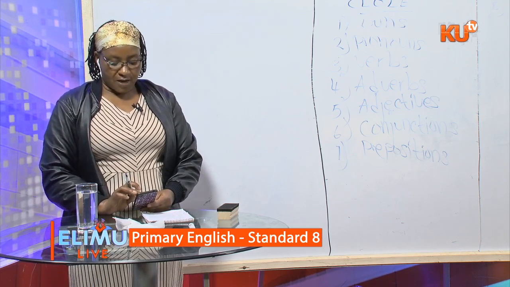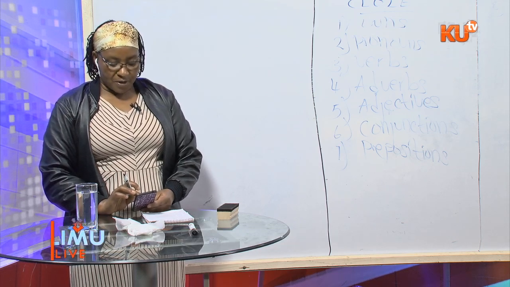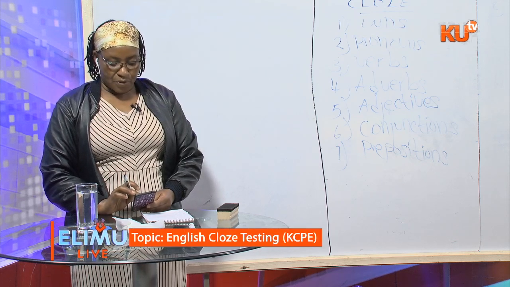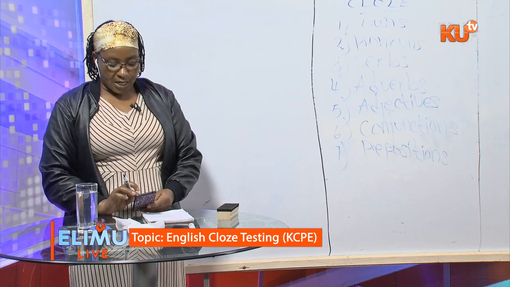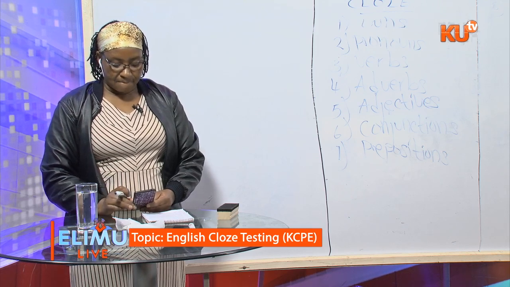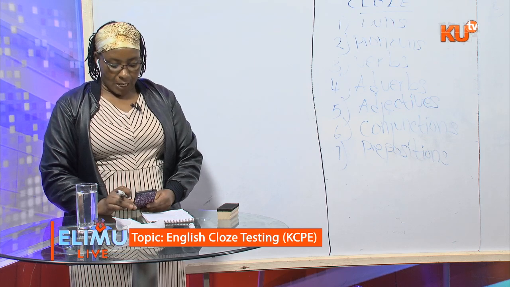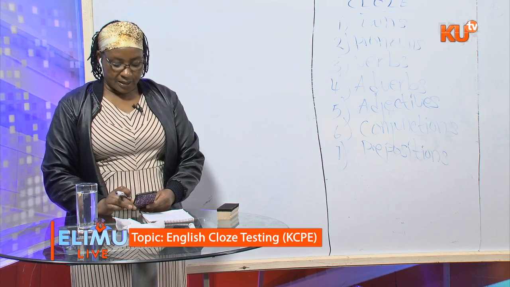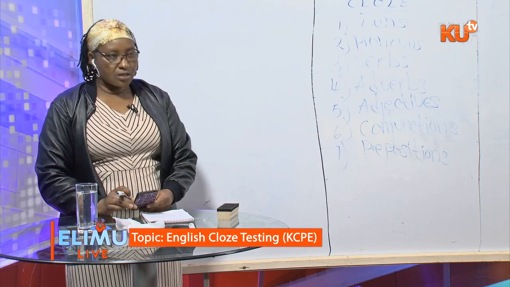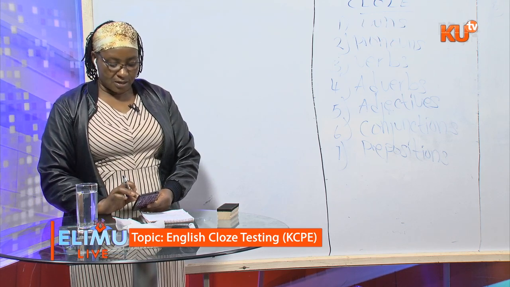Topic 1, social values. Topic 2, careers. Topic 3, drugs and drug abuse. Number 4, life skills. Number 5, child labor. Number 6, regional cooperation in East Africa. Number 7, commerce and trade. Number 8, international competitions. Number 9, clubs and societies. Number 10, the court of law.